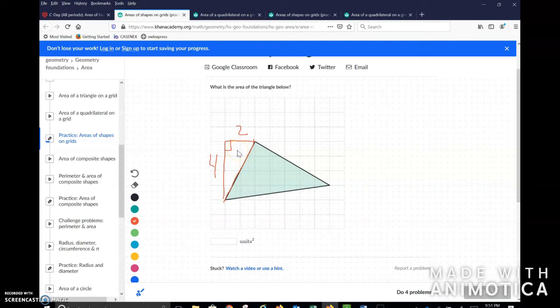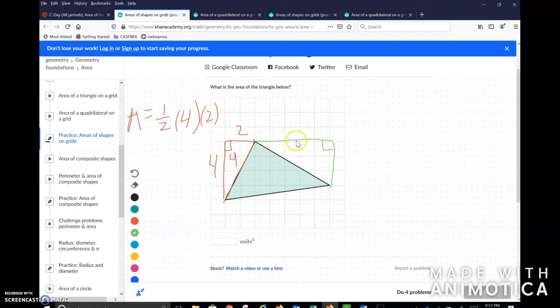So we know that the area of this triangle is going to be 1/2 base times height, so 1/2 times 4 times 2. So the area would be 4 times 2 is 8, divided by 2 is 4. So the area of this triangle is 4. I'm going to find the area of this other triangle. So I'm going to find this area, and these lines are also perpendicular.